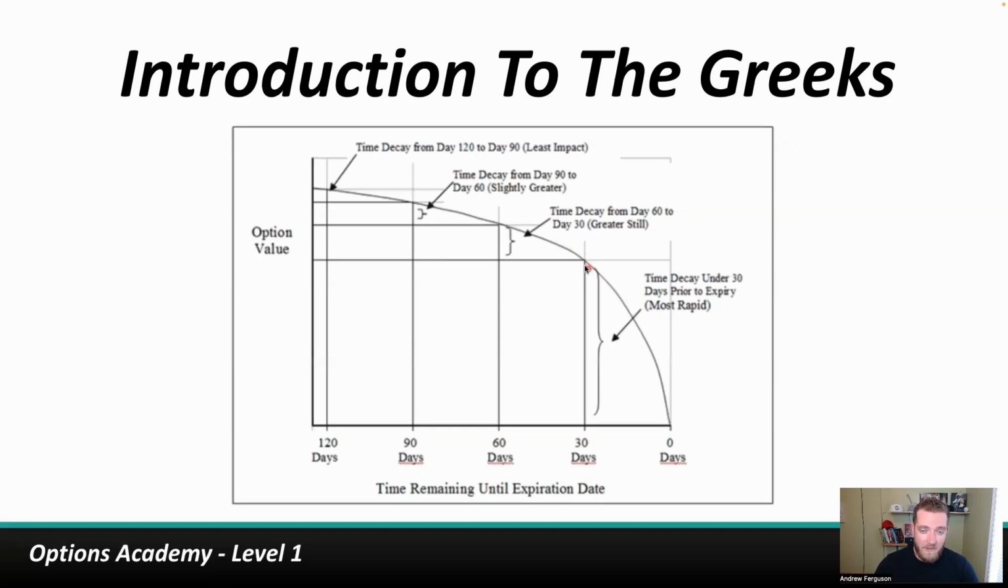When you're buying options 30 days away, it better move in the right direction quickly, because this is a steep drop off and the option's value is going to get churned up very quickly if it does not move the way you need it to.